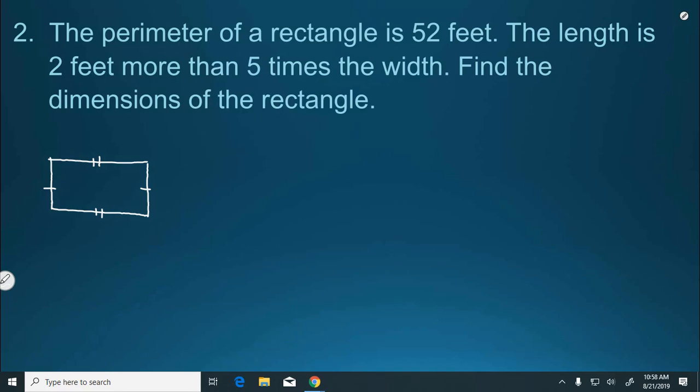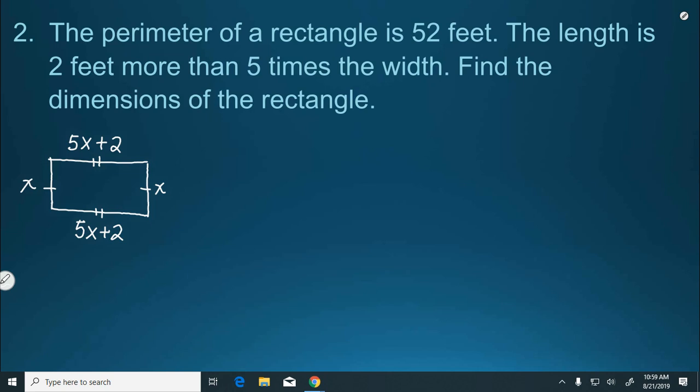So in the problem, it says the length is 2 feet more than 5 times the width. So the length is being compared to the width. So the width is going to be just x. Now, when we're talking width, we're usually talking about the shorter of the two sides. So we're going to put width as being the shorter side, x. Then the length is 2 feet more than 5 times the width. That's like saying 2 more than 5x. 2 more than 5x is 5x plus 2, not 2 plus 5x. Turn it around. It says to add 2 to 5x, 2 more than 5x.